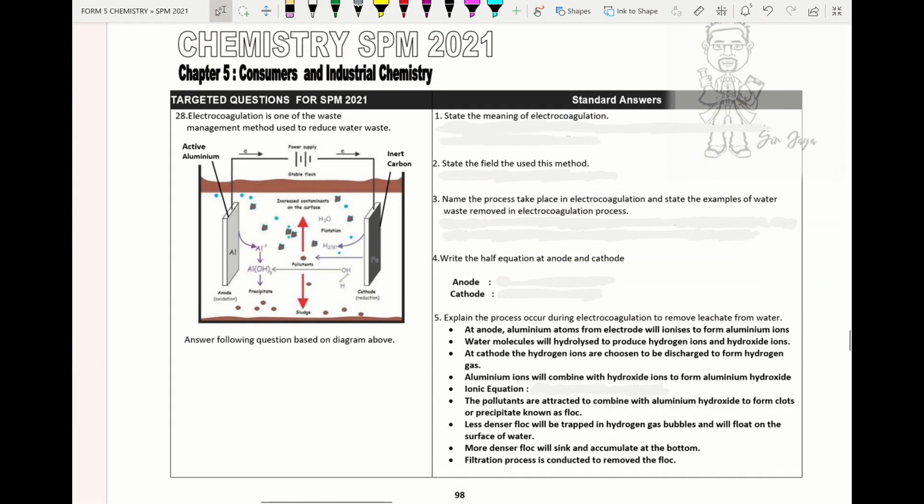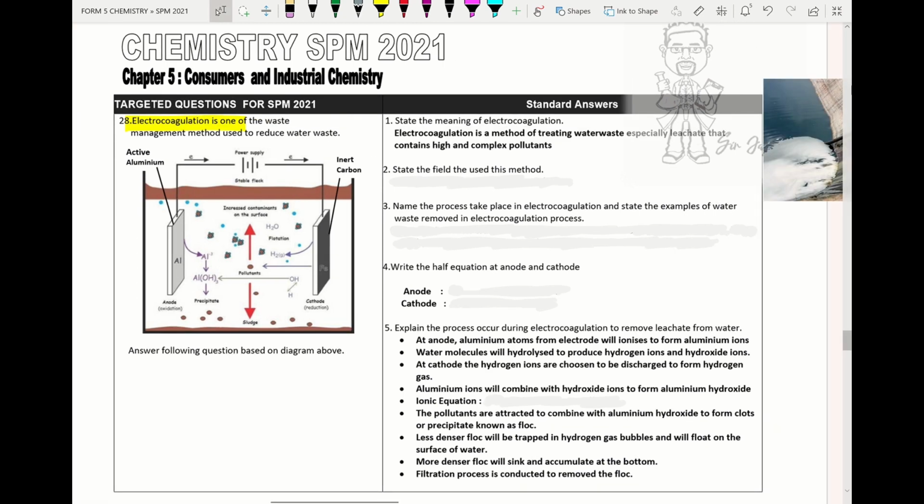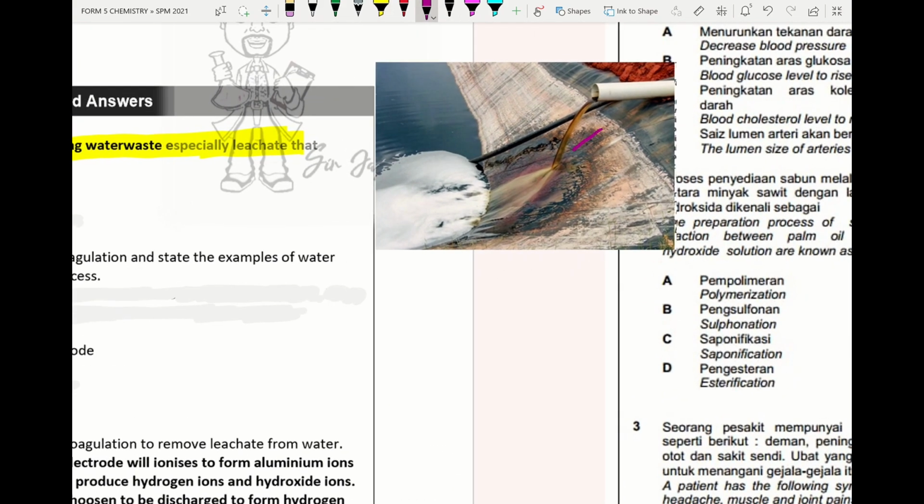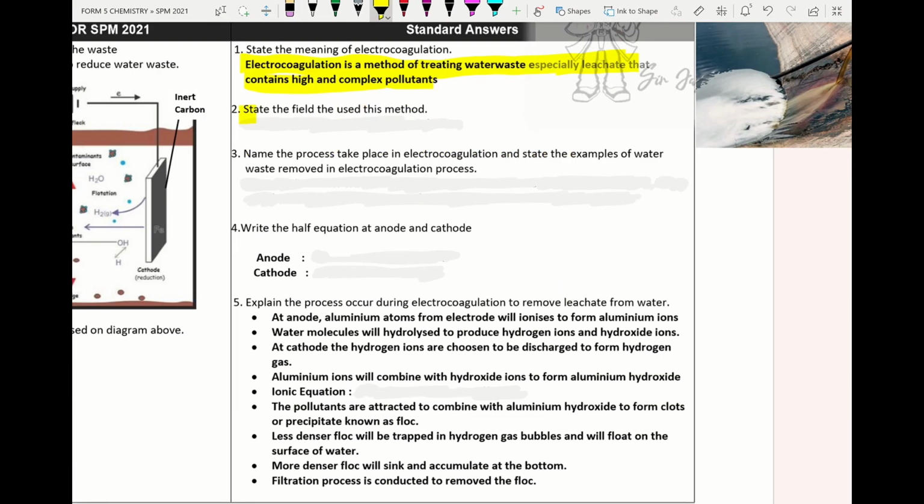We move on to the last part of this chapter, electrocoagulation. This electrocoagulation is an application of the electrolysis process in waste management method under green technology. Electrocoagulation is a method of treating waste water, especially leachate, that contains iron and complex pollutants made up of heavy metals. State the fields that use this method: the palm oil industry, textile, and petroleum.